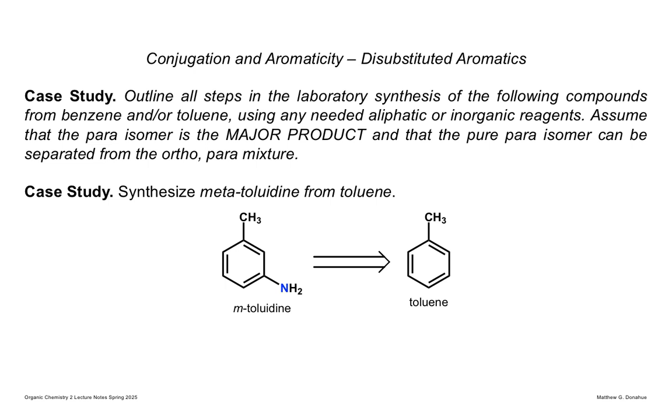So the case study is we want to make metatoluidine. Again, there's a common name. We know what the meta means. That's the 1-3 relationship. Toluidine is a mixture of aniline and toluene, but that's the name of it. And we want to specifically make that from toluene. So this is the retrosynthesis. So starting from toluene, how can we make metatoluidine?